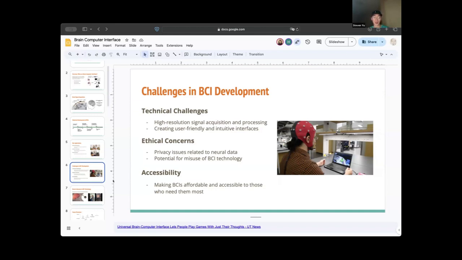The third one will be accessibility, and you can think of it as more of a societal risk. Right now we do have BCIs, but they're still not affordable to everyone. So making BCI affordable and accessible to everyone, especially for those people who need them the most, is very important.